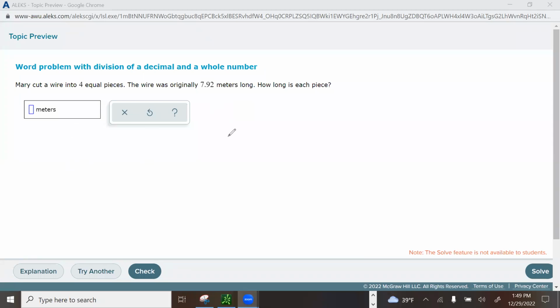Okay. Mary cut a wire into 4 pieces. The wire was originally 7.92 meters long. How long is each piece? Oh, equal pieces. I was going to say, it needs to say that. So we're going to take 7.92 meters of wire. Again, a meter is a little over a yard. We're going to chop that up or divide that up into 4 equal size pieces.